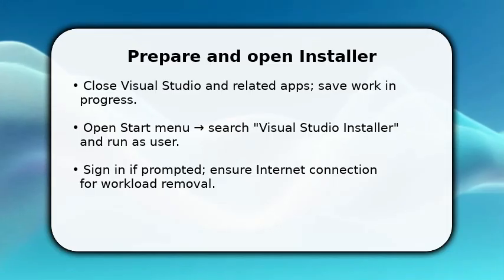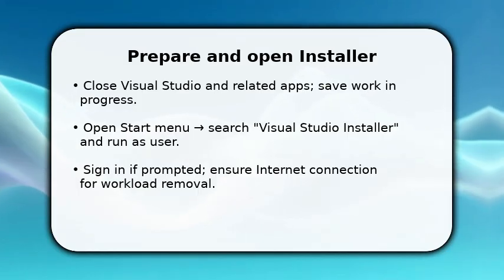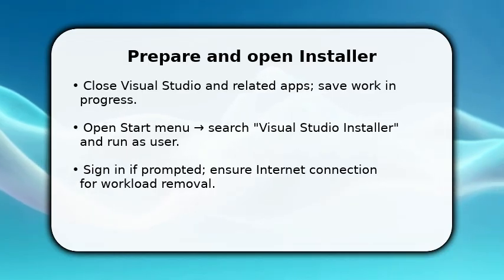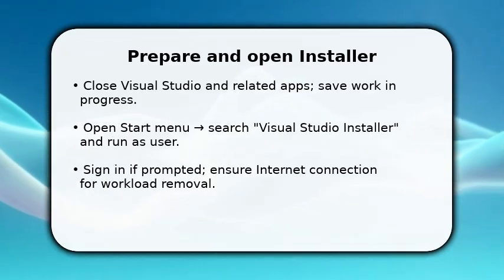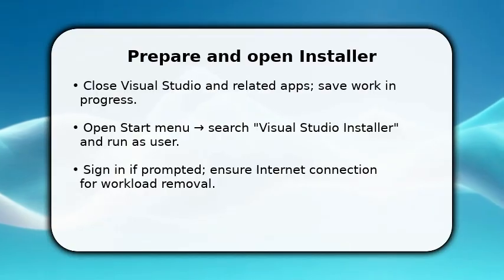You start by closing Visual Studio and any dependent tools so files aren't locked. Once done, open the Start menu and launch Visual Studio Installer. Run it as your current user. If the installer asks you to sign in, do so. This assures access to installed workloads. Make sure you have an internet connection because the uninstaller may fetch removal metadata.